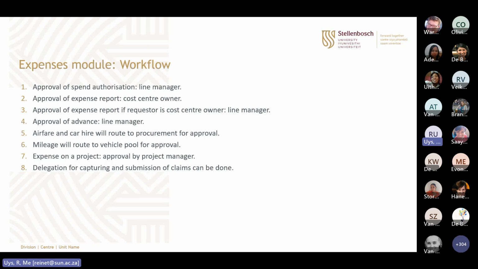And then we have also built in additional approvals for airfare and car hire, which will route to procurement for approval, the same as now, but once again, it is a lot easier. We don't have to mail procurement to ask for their approval, and you don't have to either. And mileage will route to vehicle pool for approval.